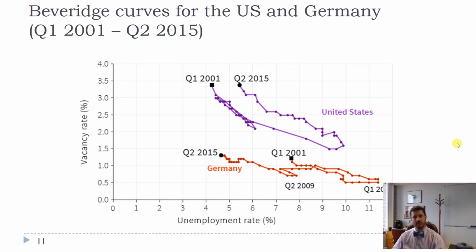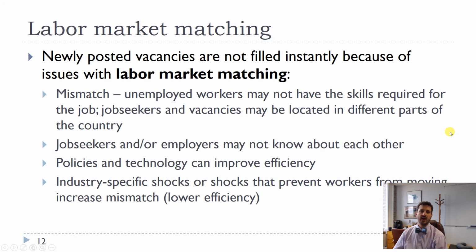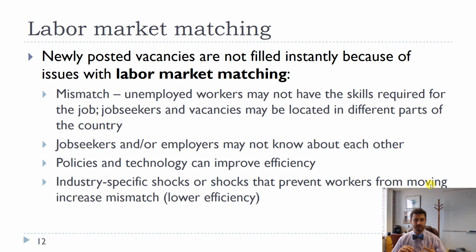And so that's going to be one of the things that we want to think about: how did we go from this Beveridge curve to this sort of shifted out Beveridge curve in the United States? And one of the things that we want to think about is what's called labor market matching. The labor market, of course, is different from most markets in that the labor market requires a worker to find a firm and a firm to find the worker. And so how well that process works is going to depend on a lot of things, right?